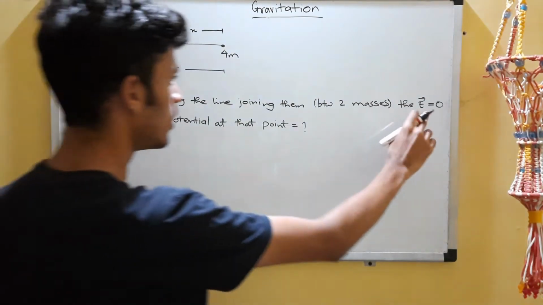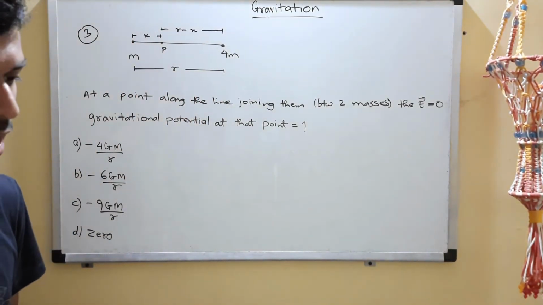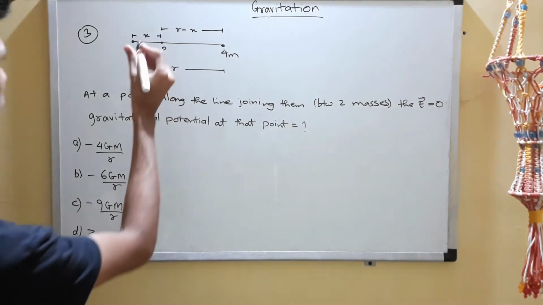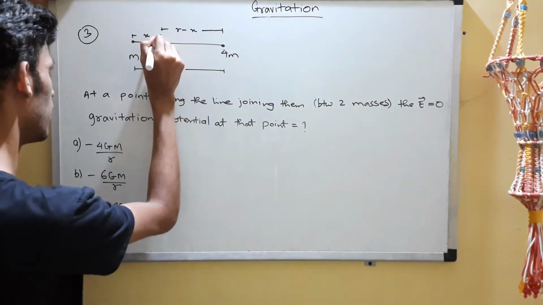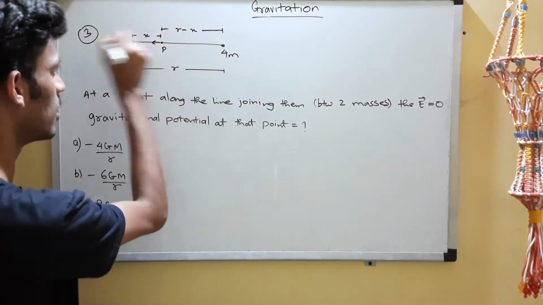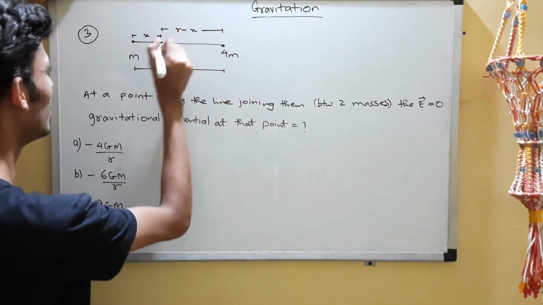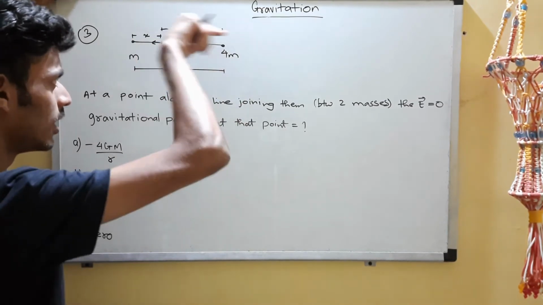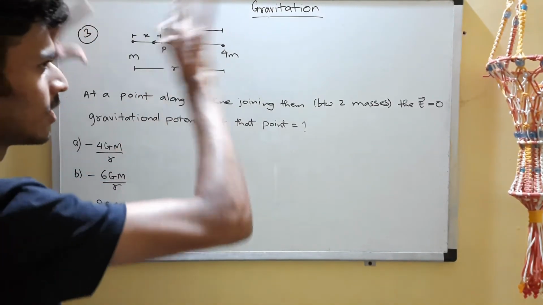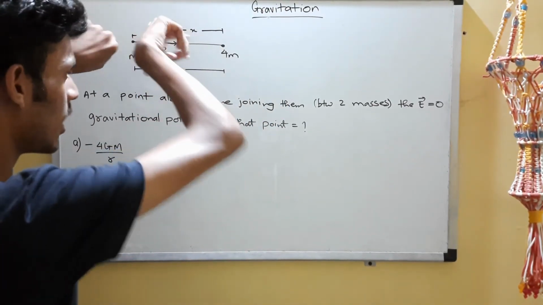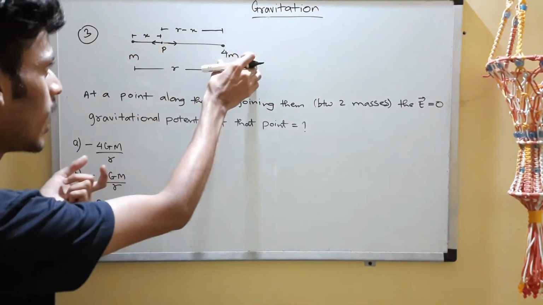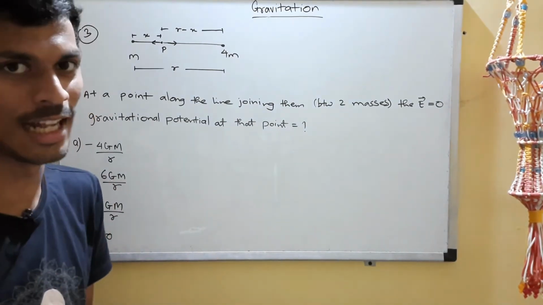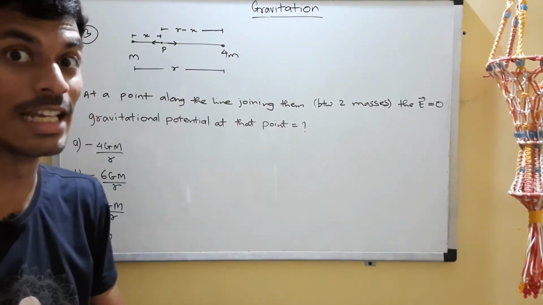So we'll use this data now. We are given that the field at point P is 0. Of course, you can see that the gravitational field due to this mass will be in this direction, and the gravitational field due to this mass will be in this direction. So at point P, it is such a point that these two magnitudes are equal. Magnitude wise, the field due to 4m and due to m are equal at this point P, but they are opposite in direction. That's why the gravitational field is becoming 0.